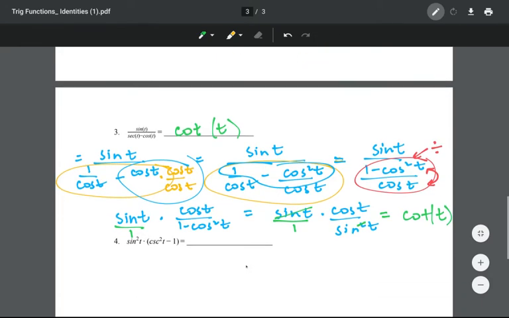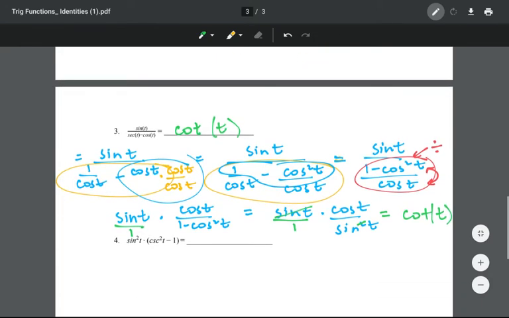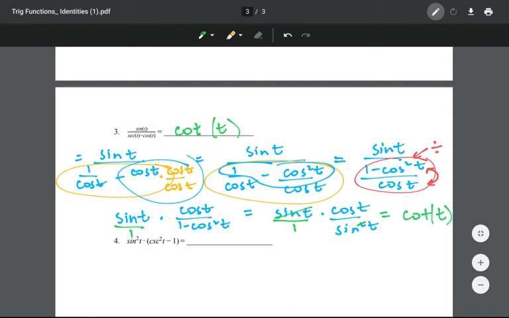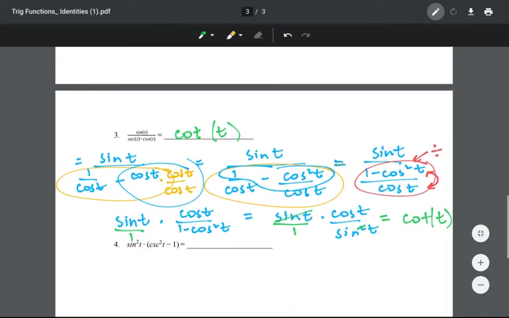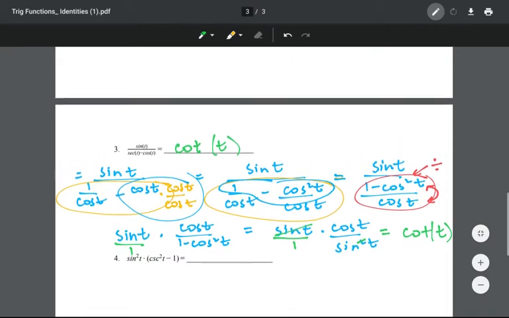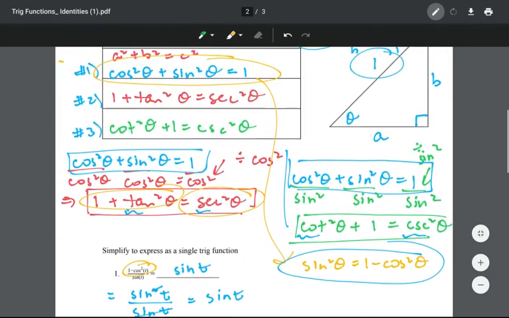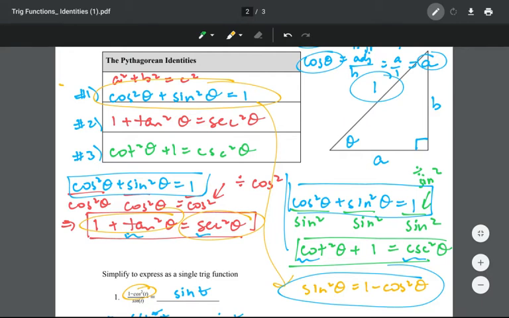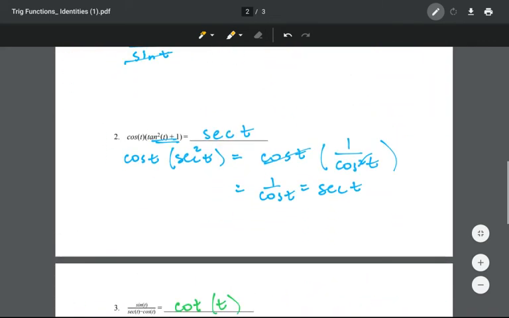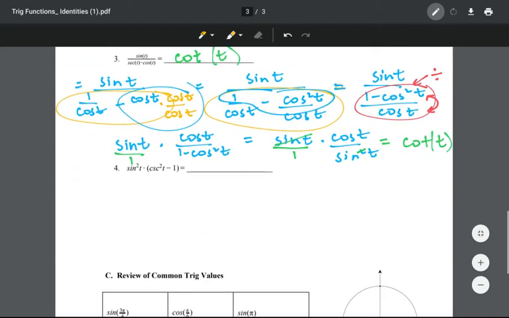Okay, number 4. I've got sine squared. That one can go ahead and stay. But cosine squared t minus 1 looks like one of my Pythagorean identities. Let's go ahead and go up to the list of identities. This one has the cosecant in it. So we're going to use this one. Cotangent squared plus 1 equals cosecant squared. Let's go ahead and write that down here.